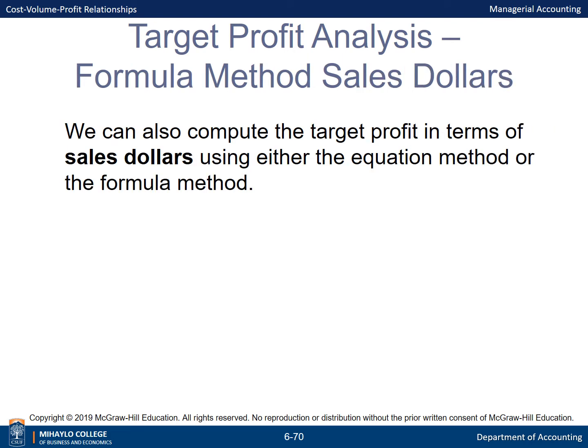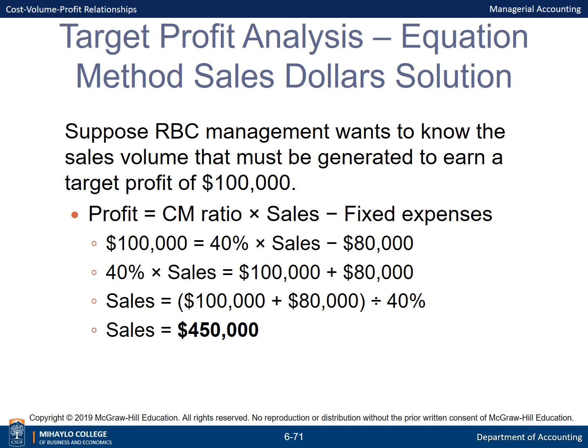We can also compute the target profit in terms of sales dollars using either the equation method or the formula method. Suppose RBC management wants to know the sales volume that must be generated to earn a target profit of $100,000. Profit equals CM ratio times sales minus fixed expenses. $100,000 equals 40% times sales minus $80,000 of fixed expenses. Sales equals $180,000 divided by 40%, or $450,000 required to earn a profit of $100,000.